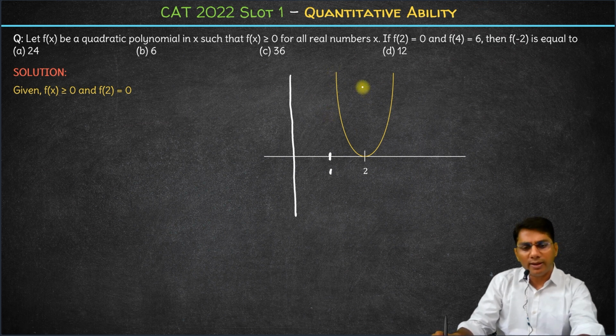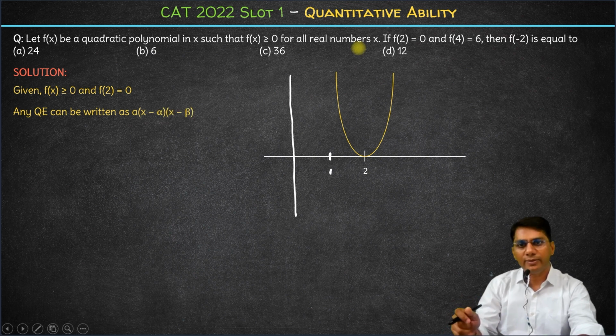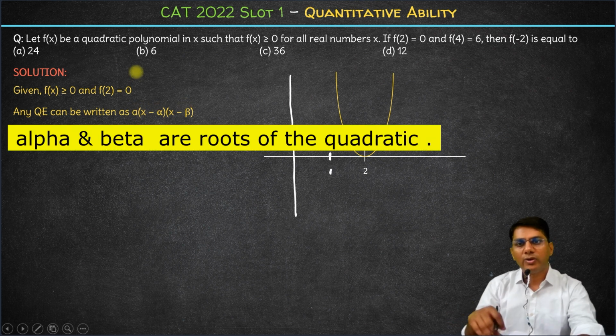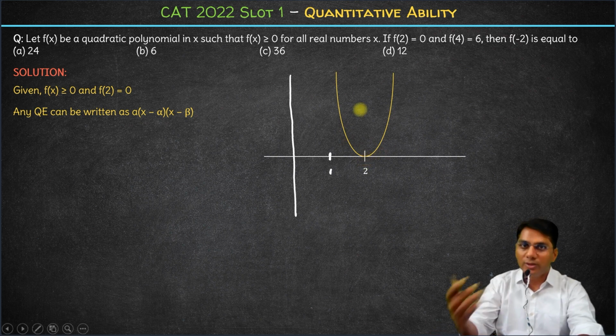Any quadratic function can be written as a times (x minus alpha) into (x minus beta). This is how you can write any particular quadratic expression, right? So we know one root of this quadratic is 2, and since D is equal to 0, that means both the roots are 2 actually. Both the roots are 2.